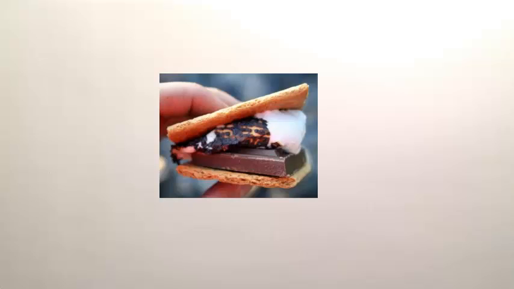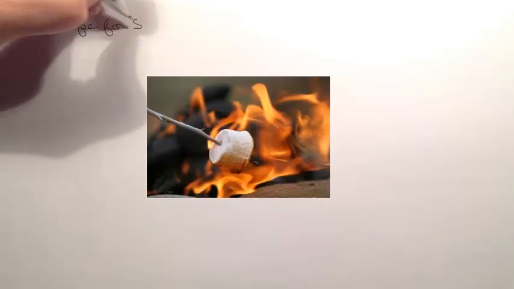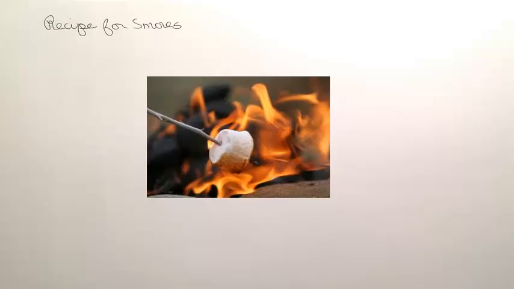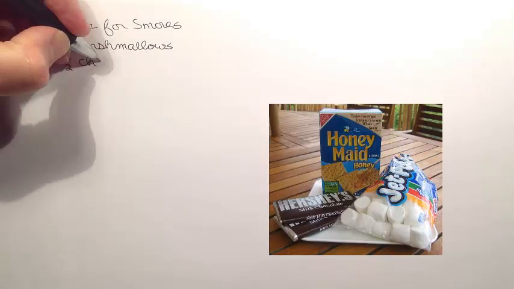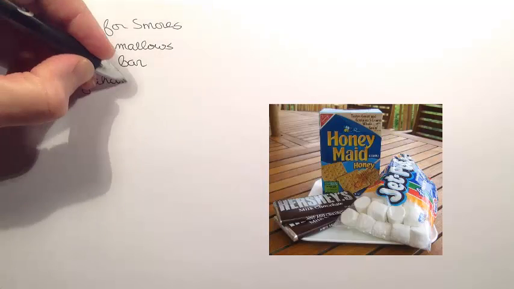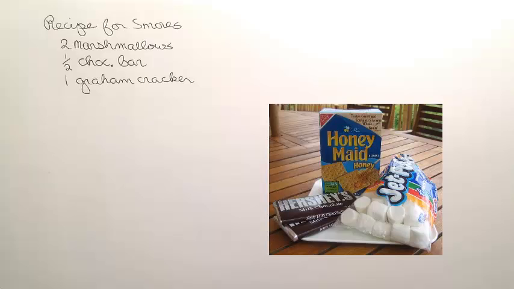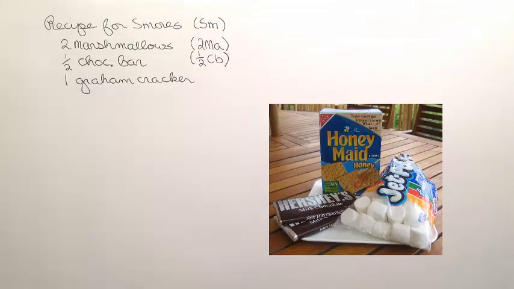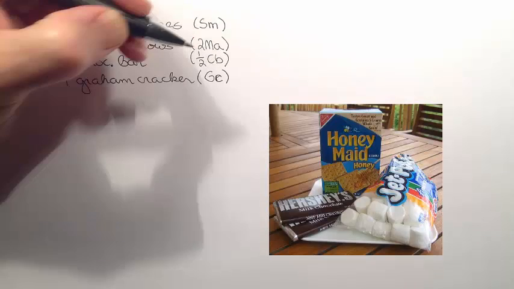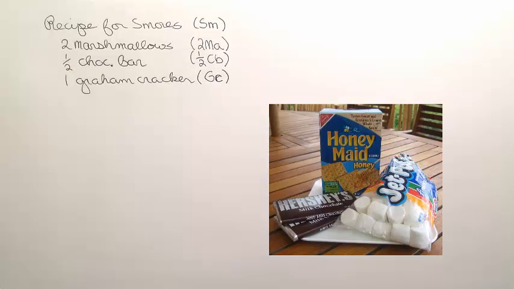Whenever you set out to make something, you need a recipe. Let's start there. In real life, to make s'mores, you begin by lighting a fire. But we will simplify and say that to make a s'more, you combine the following ingredients: 2 marshmallows, half a chocolate bar, and 1 graham cracker. At this stage, let's simplify and write a s'more as SM, 2 marshmallows as 2 MA, half a chocolate bar as 1/2 CB, and 1 graham cracker as GC.